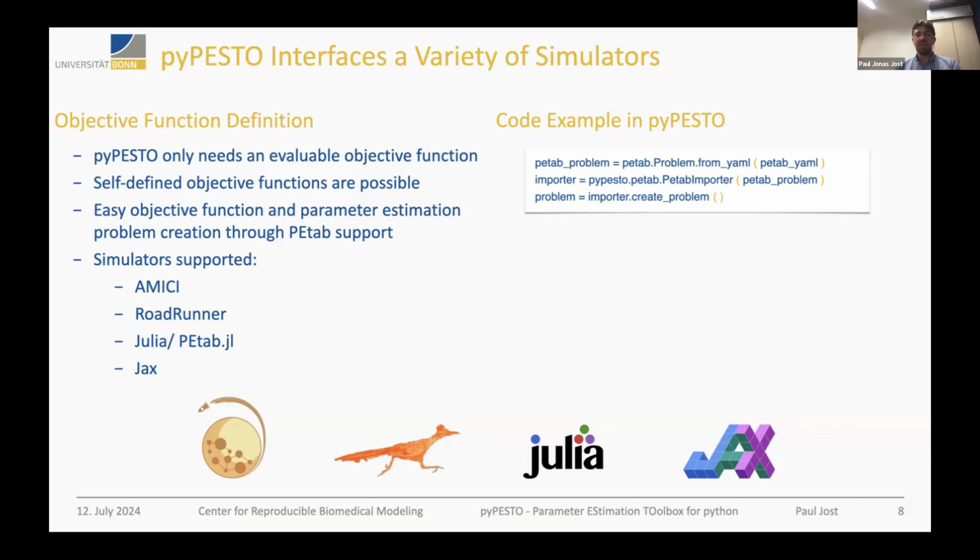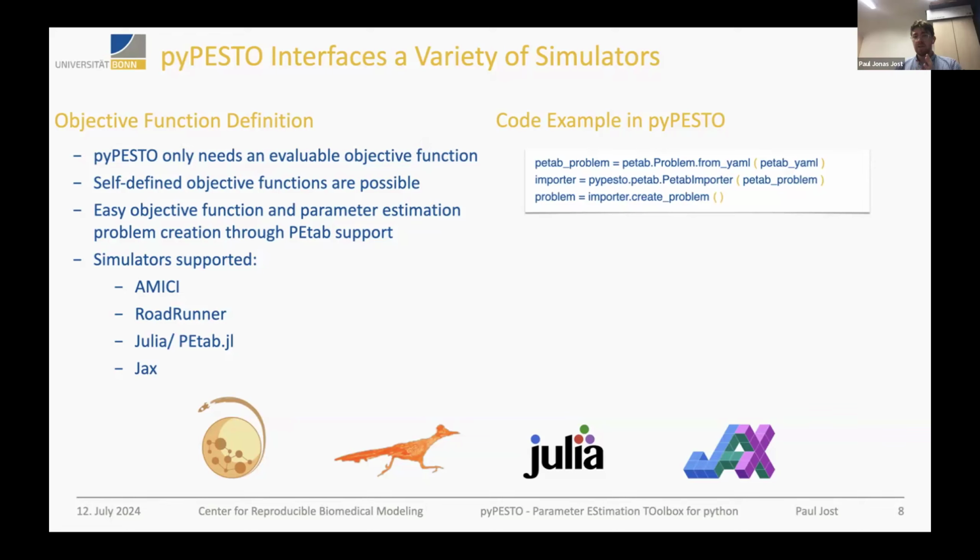If you decide against it, it is really easy to set up the problem because of the support of PEtab. So PEtab basically tells you, okay, we want to do a likelihood estimation and you need a simulator. And pyPESTO supports a multitude of simulators. One of them is AMICI. Another one recently added is RoadRunner. You can define your own models in Julia through the support of PEtab.jl, for example, which is also a Julia package, or you can use JAX for faster gradients.